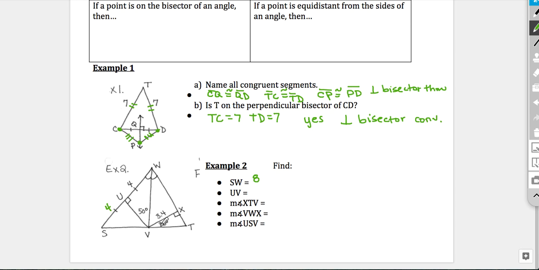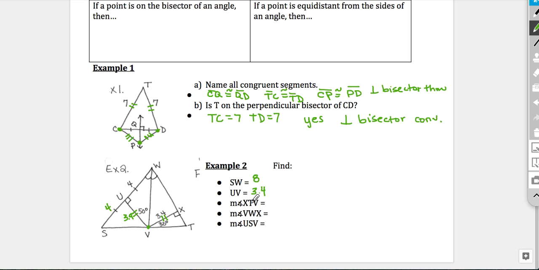The next thing we want is UV. What I notice is that point V comes off of this ray right here, and this ray is bisecting the angle W. Since this is an angle bisector, the angle bisector theorem said that if a point is on the angle bisector, then it is equidistant from the sides of the angle, or the rays. And since this one is 3.4, that means that this one will also be 3.4. So UV is 3.4.